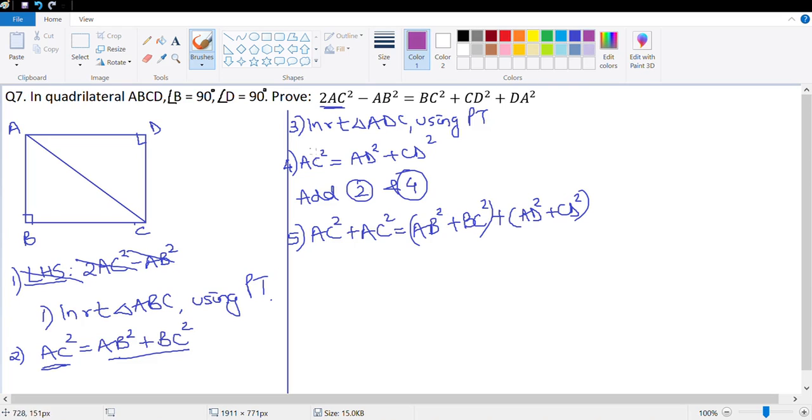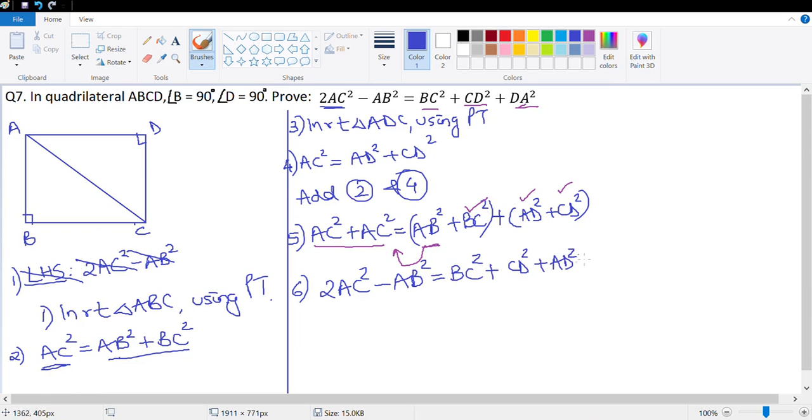Let's see what I've already got from the answer. They wanted 2 AC square, which I've got. They want BC square on the right hand side. I've got CD square. I've got DA square. The only thing is AB square, which if I take it on the other side becomes negative. We've already got our answer. So 2 AC square minus AB square is equal to BC square plus CD square plus AD square. That's what they wanted, so hence proved.